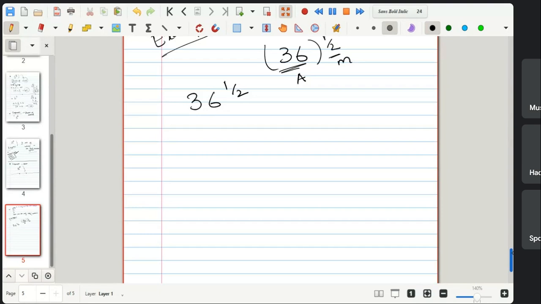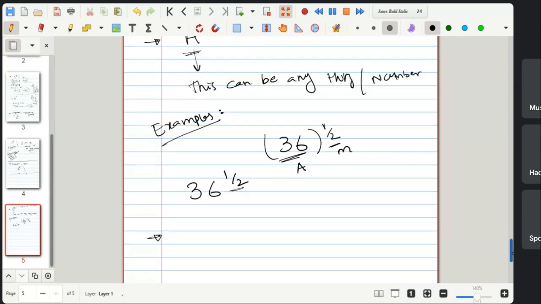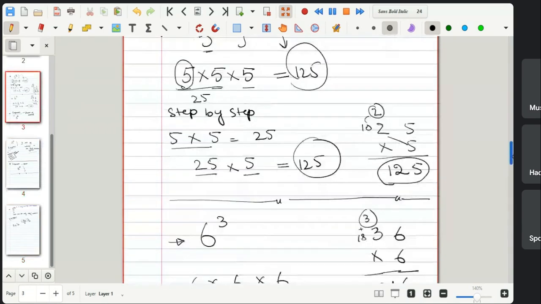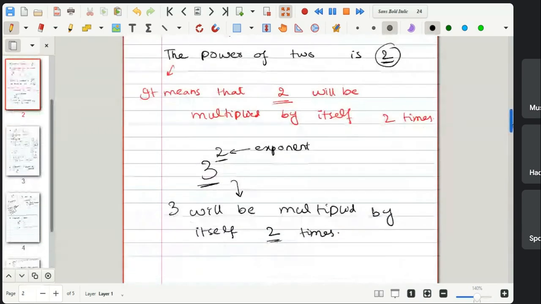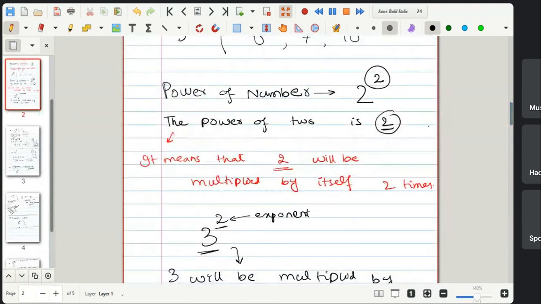So how will you do that? Please remember one thing. If you get a number like this, with the power in fraction, what is meant by this? Let me tell you the meaning of this. If you get the number like this, and Atifa told us the meaning of this.